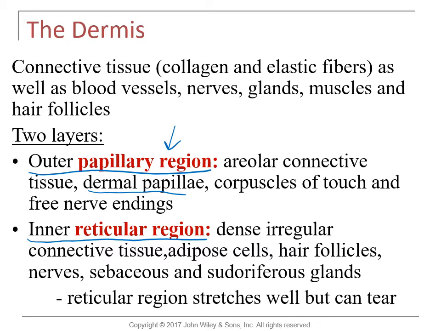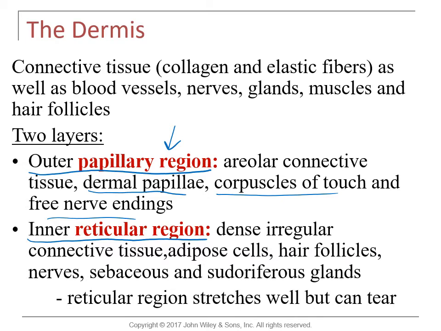Some also contain tactile receptors. We call those corpuscles of touch, or Meissner's corpuscles, and nerve endings that are sensitive to touch. Still other dermal papillae also contain free nerve endings, dendrites that lack any apparent structural specialization, and those free nerve endings initiate signals that give rise to sensations of warmth, coolness, pain, tickling, and itching.